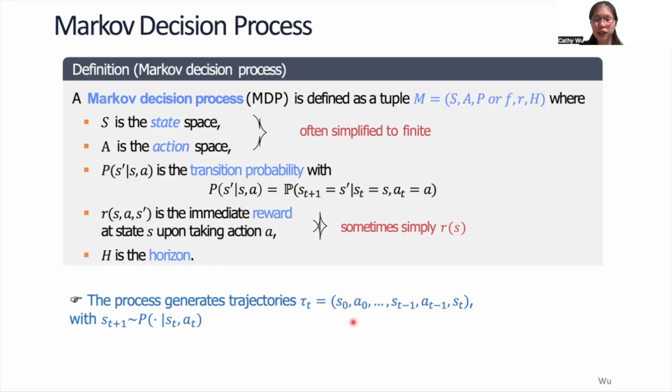One piece of notation: this process generates trajectories. What is a trajectory? A trajectory is a state, action, state, action, state, action, state, action sequence. Where the state is generated from this transition probability matrix or the transition equation. And the actions are what we want to solve for in sequential decision making.